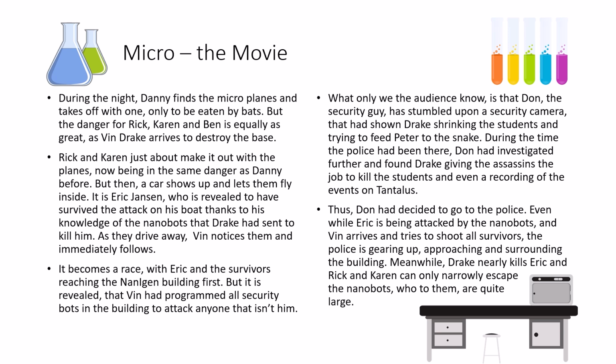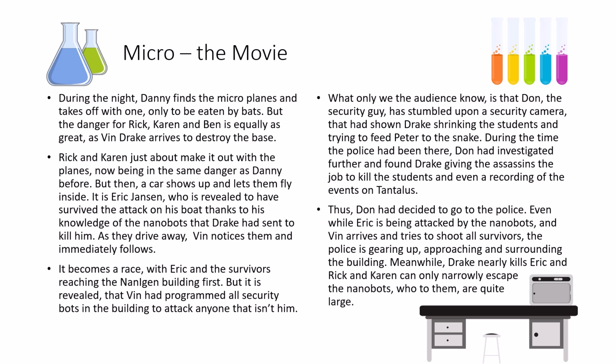It is Erik Jansen, who is revealed to have survived the attack on his boat thanks to his knowledge of the nanobots that Drake had sent to kill him. As they drive away, Van notices them and immediately follows. It becomes a race, with Erik and the survivors reaching the Nanigen building first. But it is revealed that Van had programmed all security bots in the building to attack anyone that isn't him.